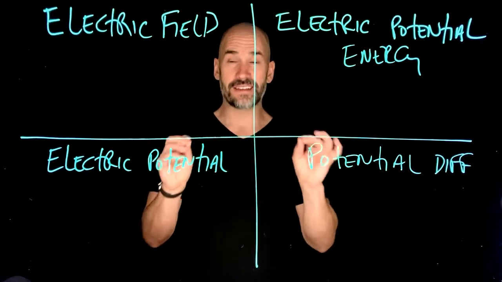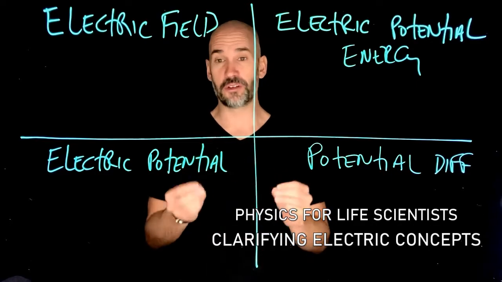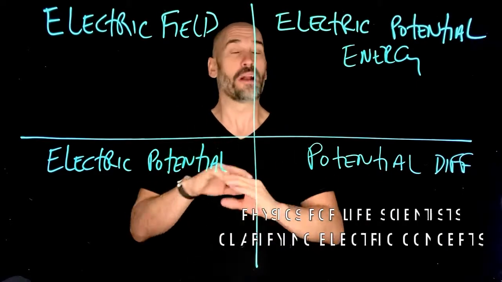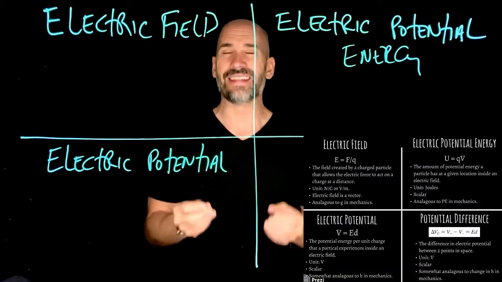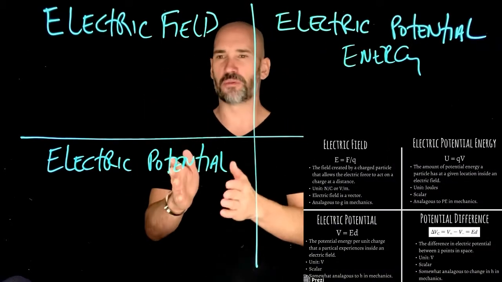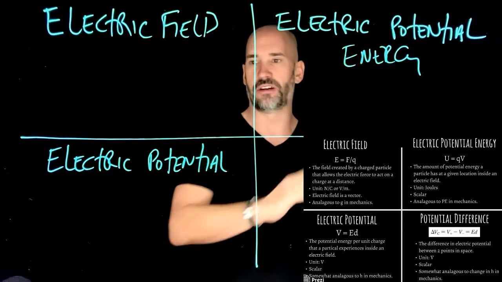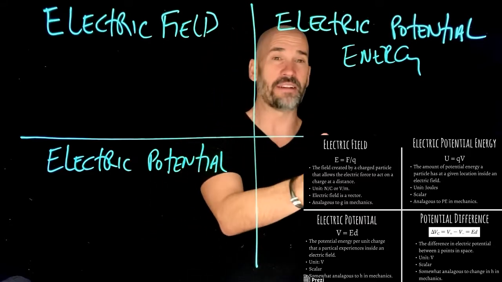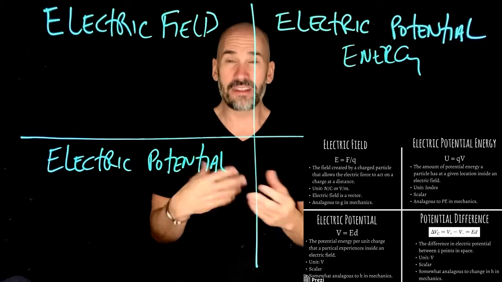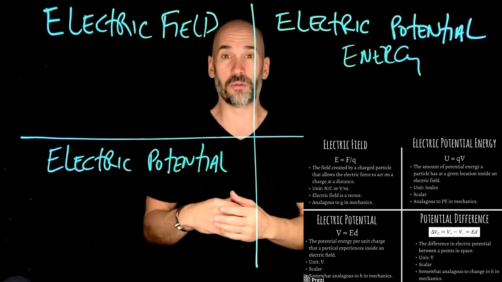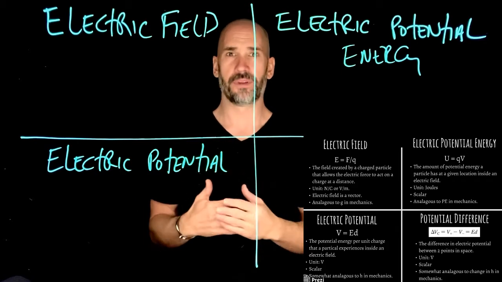All right, at the beginning of this topic, I made a promise to you. And the promise was that I would do something for you that I wish my professors had done when I first started learning about electricity and all these concepts. And that is clarify the difference between all these electric things. So you have electric field, you have electric potential energy, you have electric potential, you have electric potential difference. How are they alike and how are they different? I hope to do the best job that I can to clarify and explain that right now.